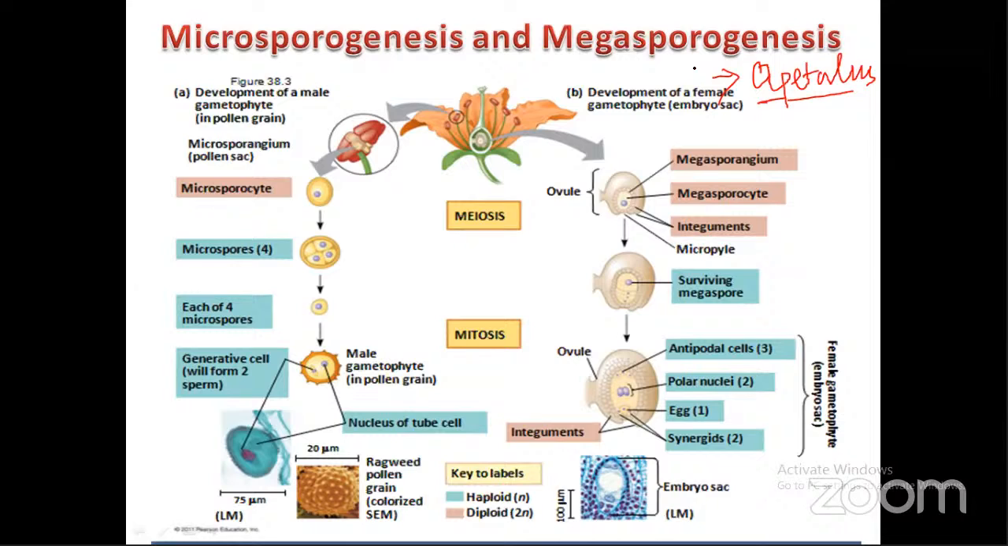Then the flower which has both stamen and pistil together, what will that flower be called? Both male and female reproductive parts in the same flower. That flower will be called hermaphrodite, perfect. Yes, that is called hermaphrodite.